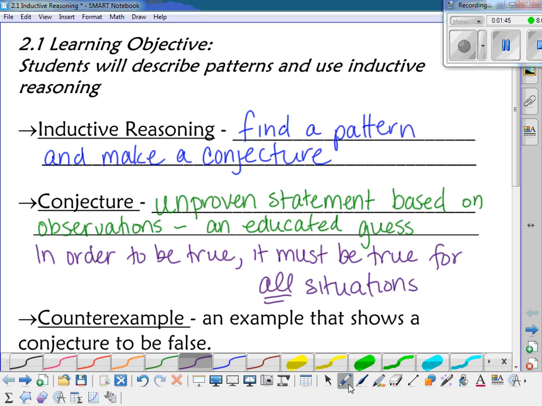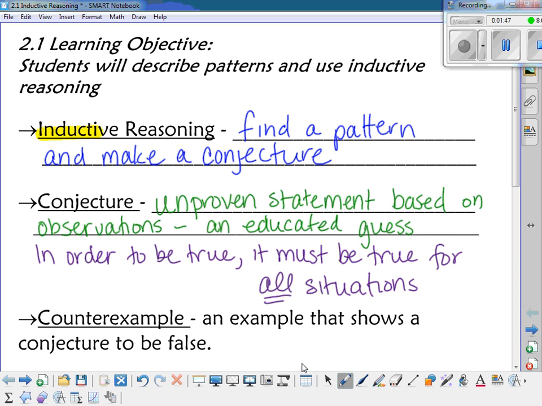Okay, so inductive reasoning, we're finding a pattern, so remember that. Inductive reasoning has to do with finding patterns. Later on, we're going to be learning another kind of reasoning, so I want you to be able to know the difference between them. So inductive reasoning, we find a pattern, we make a conjecture. Conjecture is just basically an educated guess on what we've observed.